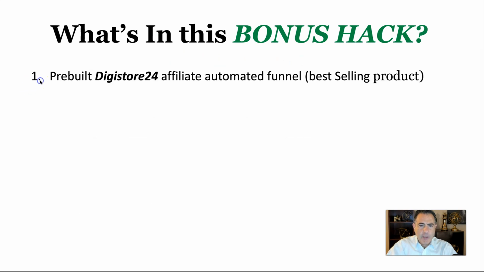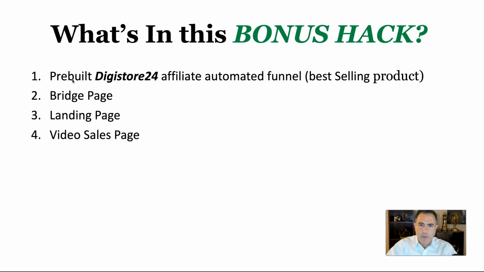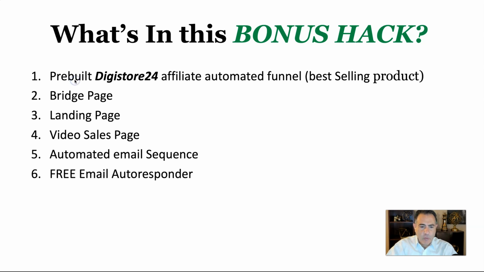The first thing that we want to do is we want to talk a little bit about the hack. Number 1, I'm going to give you a pre-built Digistore 24 affiliate automated funnel with the best-selling product. Number 2, I'm going to give you a bridge page, landing page, a video sales page for that product, and all that is going to be automated. And also, I'm going to give you automated email sequence as well with a free email autoresponder. Now, this is an autoresponder. This is the same one that I use myself. You're going to have it for free.